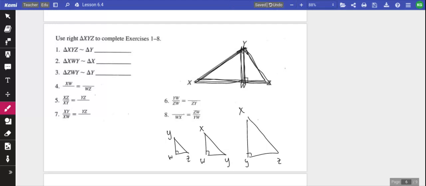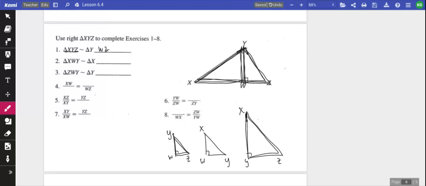So this first one is talking about triangle XYZ, which is the big triangle. And it is similar to which triangle where Y is in the same place as X? So that would be the small triangle. And so it's YWZ, since this triangle went X to Y to Z, this one has to go YWZ.